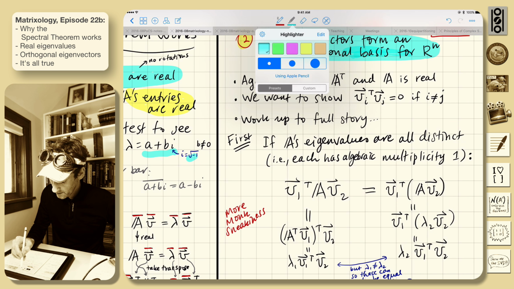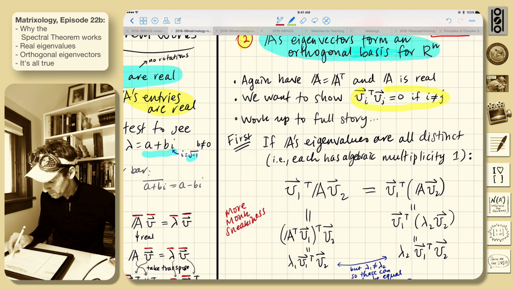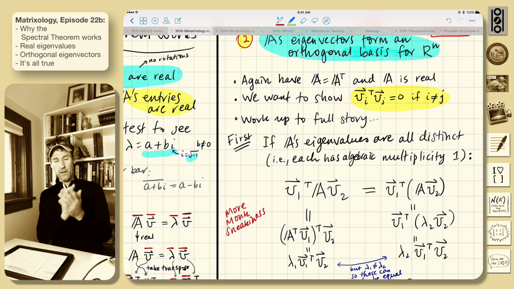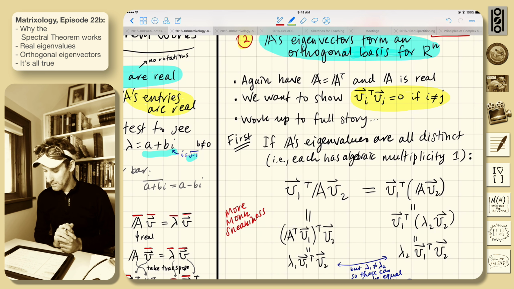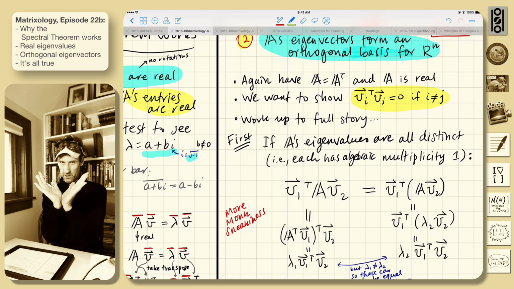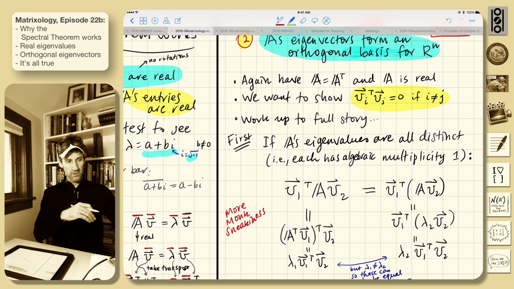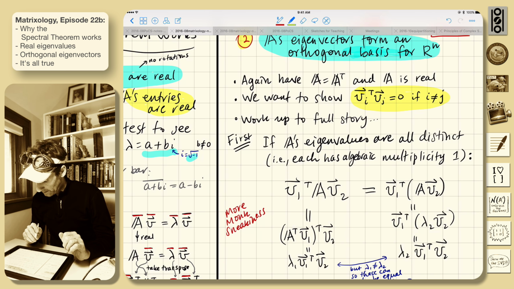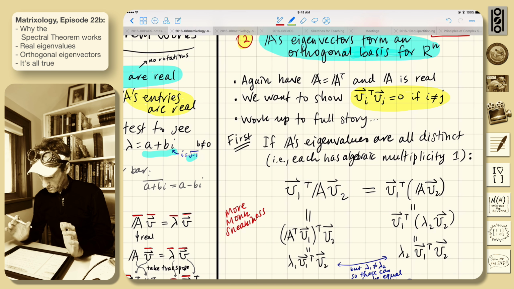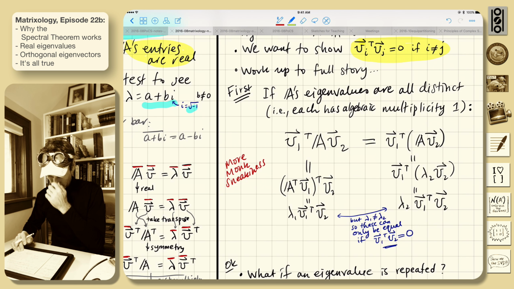Let's turn it into a matrix thing. So we want to show that this is true. For every pair of eigenvectors, if we take the inner products, then the vectors are at right angles. The inner products give us 0. Right. So we'll do this just for a little bit, and we'll work up to a full story.